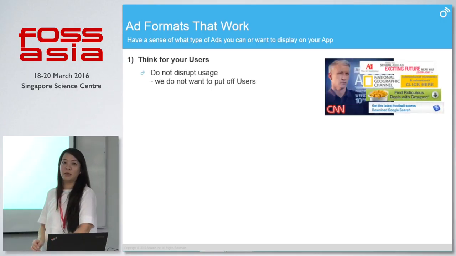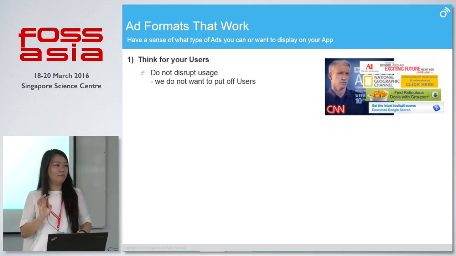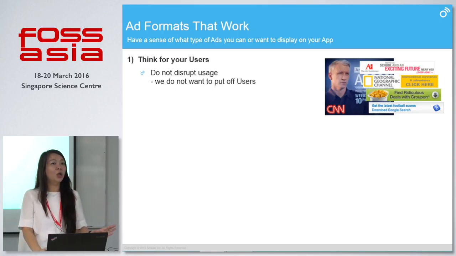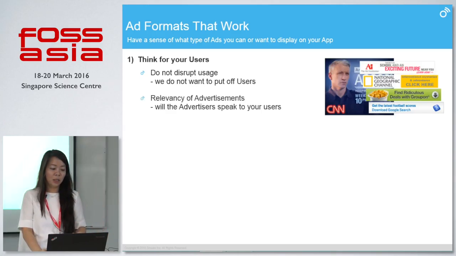Think of your users. This has to be the key thing in every step that we take. We do not want to disrupt the usage. We do not want to disrupt their navigation. We do not even want to disrupt their intent of using the application. Okay, relevance. By understanding your target audience, you can decide what kind of advertisements are relevant for your users. At the end of the day, it's your application, it is your target audience, they are your users. We have to protect their interests.